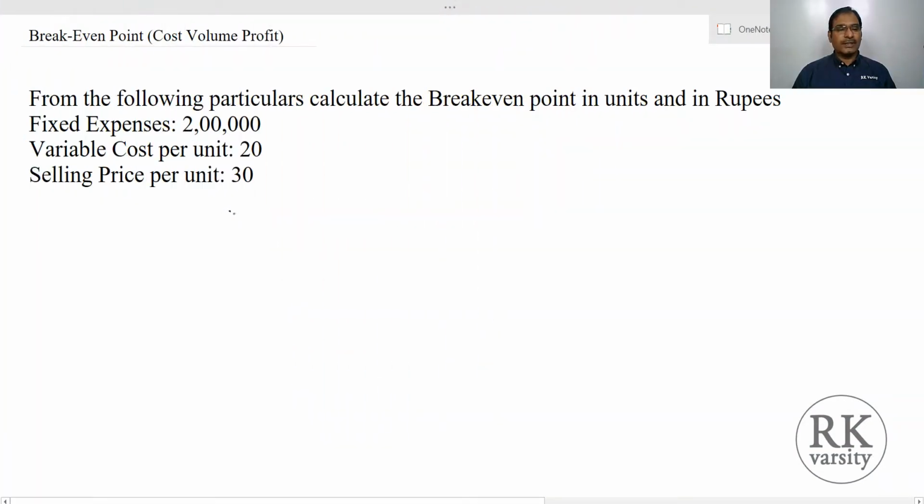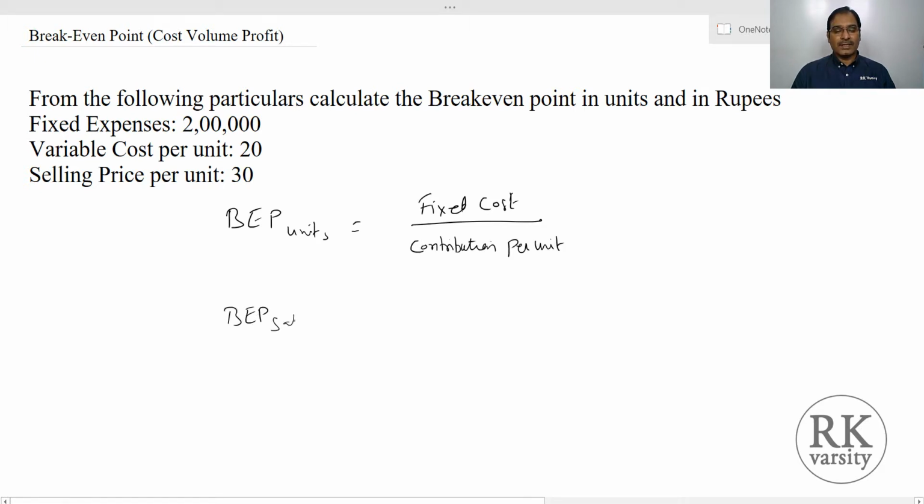That means where your variable cost plus fixed cost matches your sales. Now in this lecture, I'll show you how to calculate a break-even point in terms of units as well as in terms of sales. The formula for break-even point: if it is in terms of units, this equals fixed cost upon contribution per unit, and in case of break-even point sales, this equals fixed cost upon contribution per unit times selling price per unit.